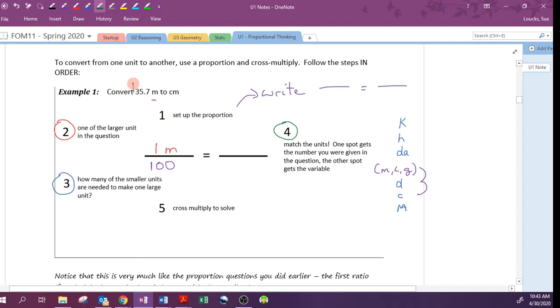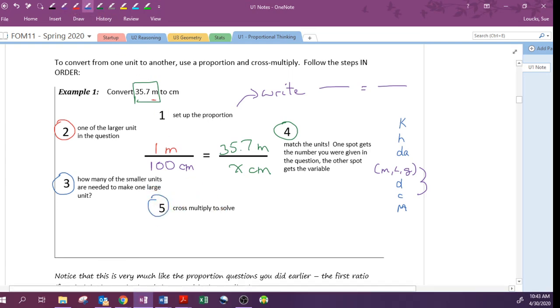So what I'm going to do is I'm going to take this number here, which is the question that I'm given, and oh, I forgot to put my centimeters here. Can't do that. Okay. I need to put my 35.7 meters. It's either got to go on the top or the bottom, but I need to match my units, so it has to go on the top because that's where the meters are. Okay. And then I get a variable here. I'm going to put x, and that's going to be centimeters.